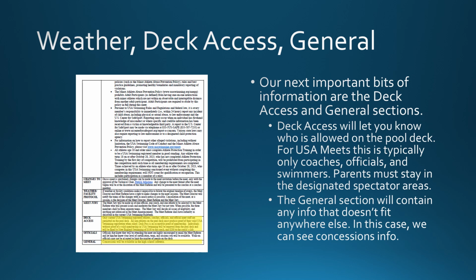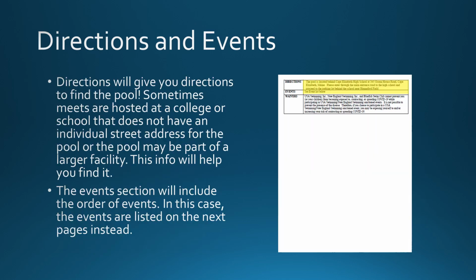Then we have the general info, and the general info is just kind of anything that doesn't fit anywhere else. So in this case, it says that they're going to have concessions in the cafeteria, sorry, not the gym. So just kind of anything that doesn't have a spot will go there. And lastly, here we get directions and events.